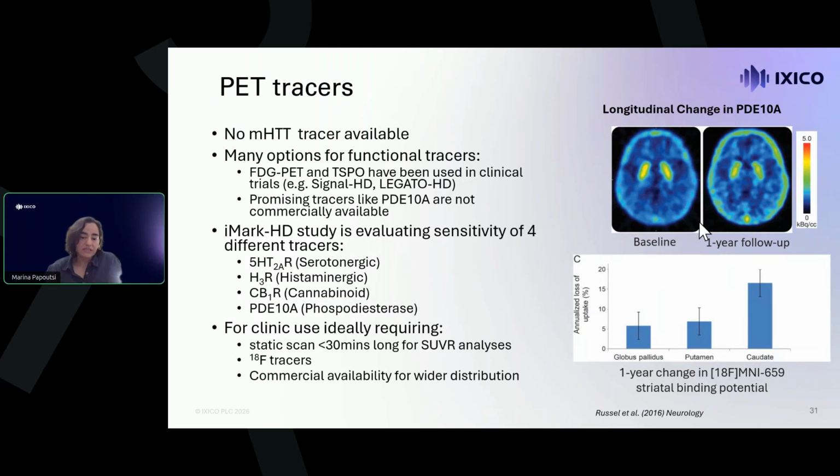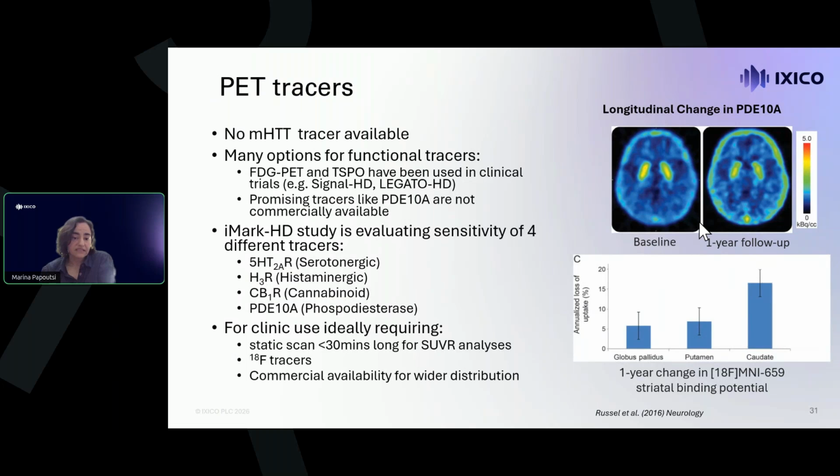So for clinical trials, we ideally need static scans for SUVR analysis, F18 tracers that have a long half-life, and then commercial availability to ensure that it can be distributed widely across different sites. In the absence of that, and if you're really interested in research tracers, then we usually recommend sub-studies and identify sites that can produce and have experience with these tracers.